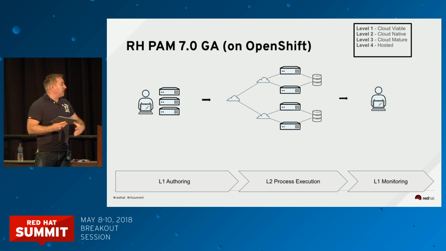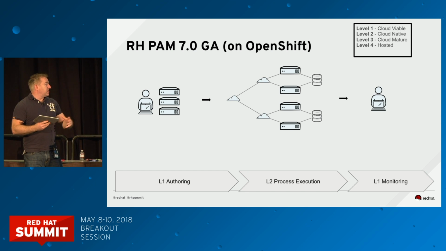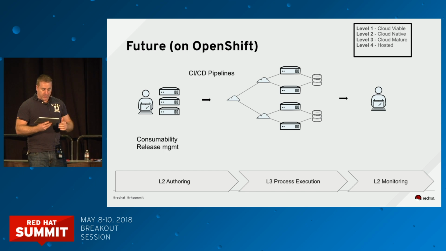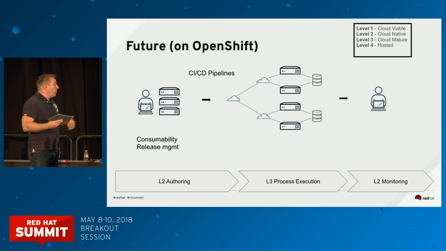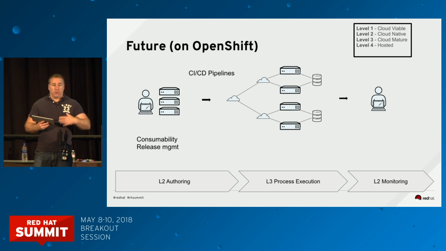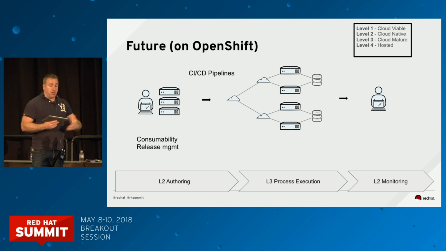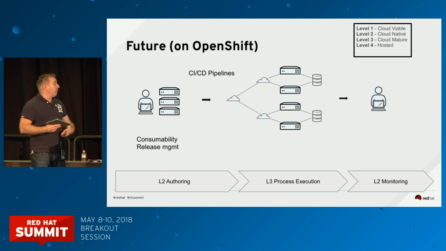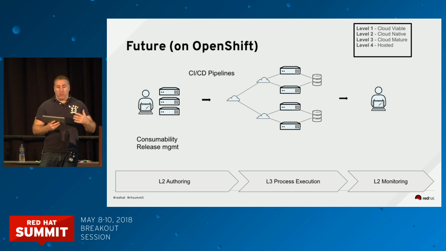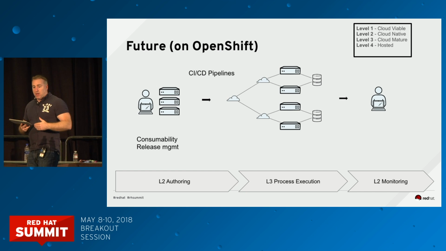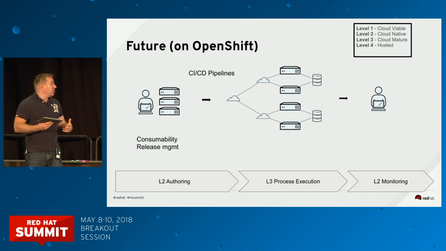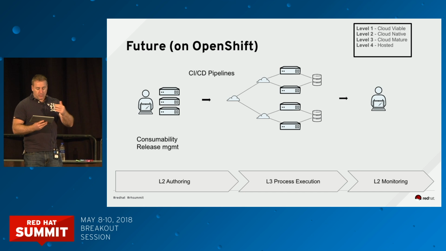And monitoring as well. The monitoring hasn't had any big upgrades yet. That's still sort of cloud viable. Then in the future, we're going to move authoring to cloud native. We're working through something there, so this is going to be after 7.0. It is the highest priority for us afterwards to get horizontal scaling of the authoring environment of the workspaces. And then we will move the runtime execution servers to cloud mature so that they get elastic scaling.